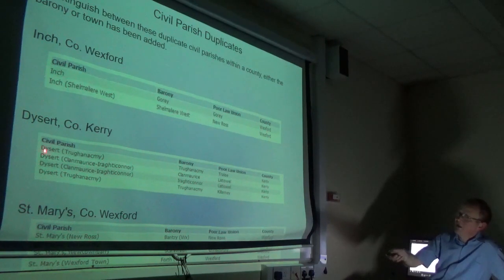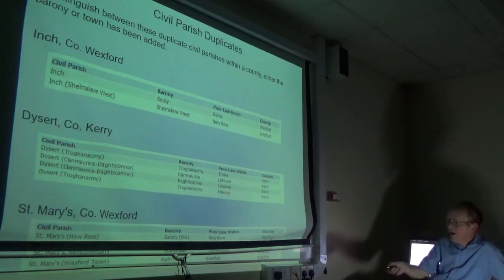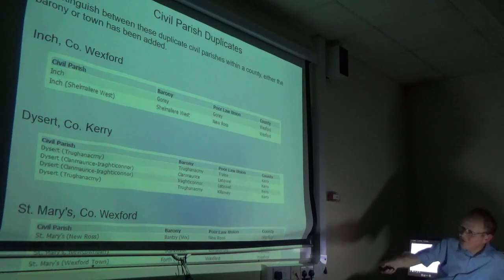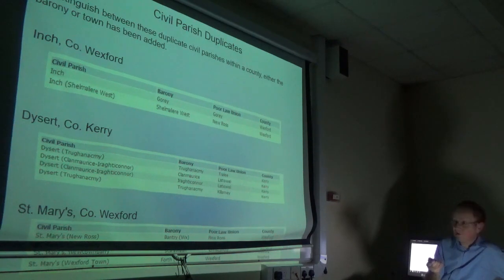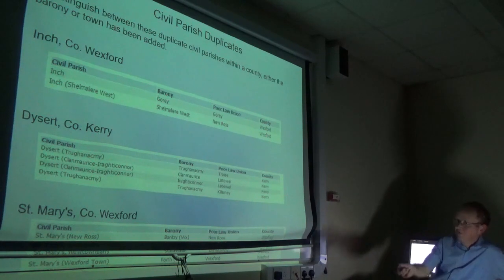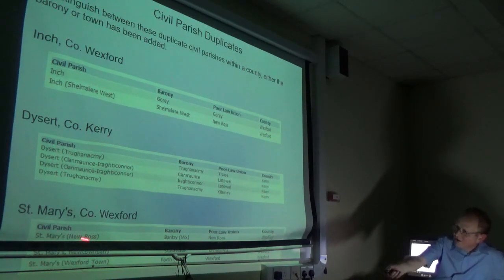Similarly, there are actually 2 Dyserts in Kerry, because one of them spreads across different poor law unions, so it appears 4 times. You can't see this, you can see 2 of them. There are 4 St Mary's in County Wexford, civil parishes called St Mary's, and they're in different towns, so they're easy to tell apart. So there's New Ross, Wexford Town, Newtown Barry, and Enniscorthy, I think it is. Yes. Again, they have something in brackets after them, so you can tell them apart.